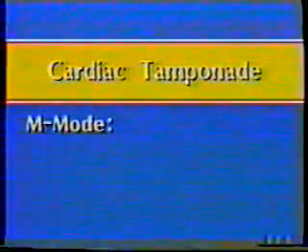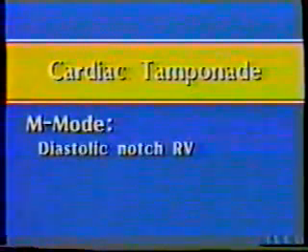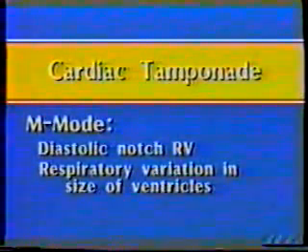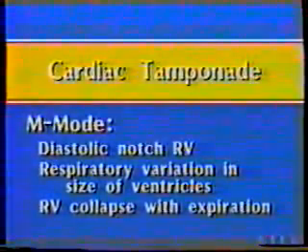M-mode signs of tamponade include diastolic notching of the RV free wall, and respiratory variation in the size of the ventricles. The RV collapses with expiration. This M mode demonstrates a large pericardial effusion, which is most notable behind the left ventricle. With expiration, the right ventricle collapses, while the left ventricular internal dimension increases. With inspiration, the right ventricular cavity enlarges and the LV decreases in size.